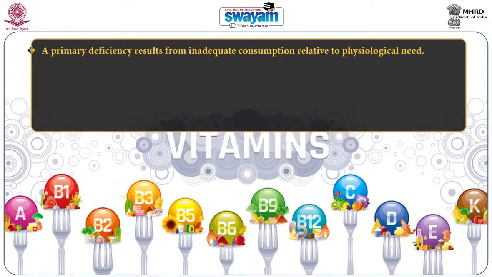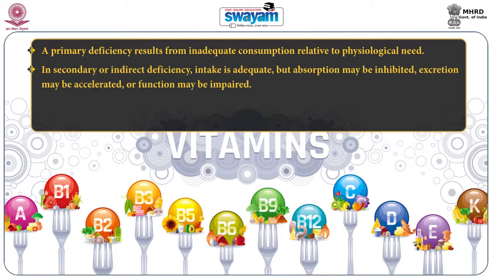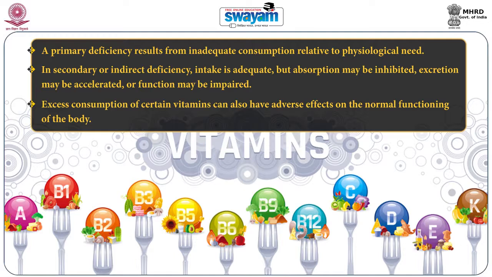A primary deficiency results from inadequate consumption relative to physiological need. In secondary or indirect deficiency, intake is adequate, but absorption may be inhibited, excretion may be accelerated, or function may be impaired. Excess consumption can also have adverse effects on the normal functioning of the body.